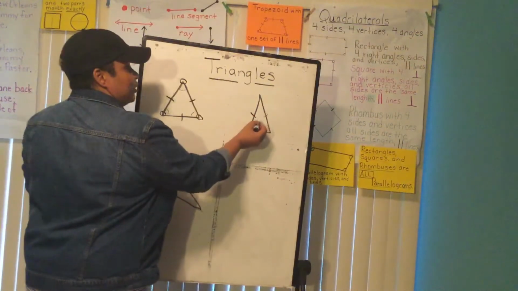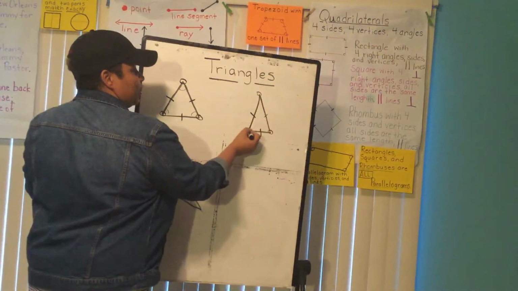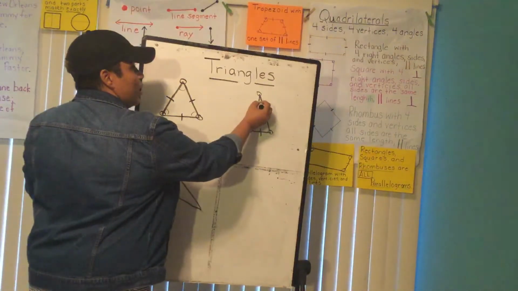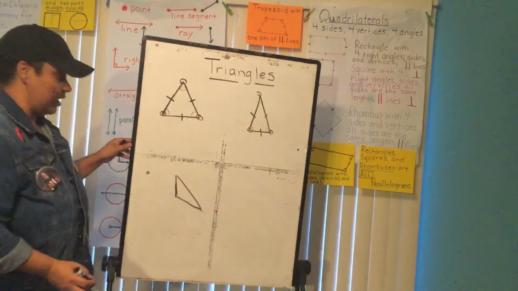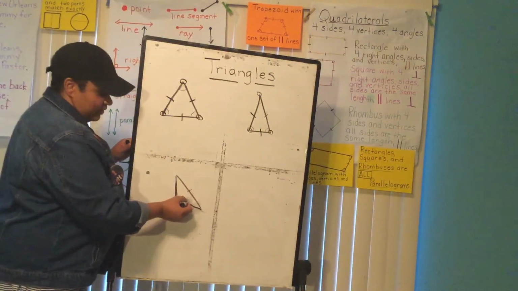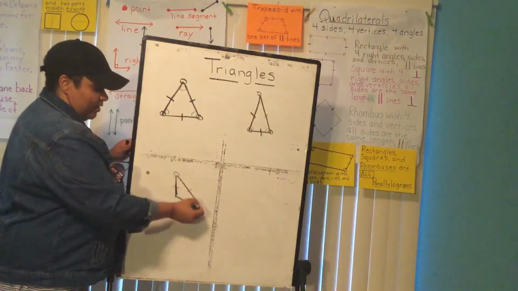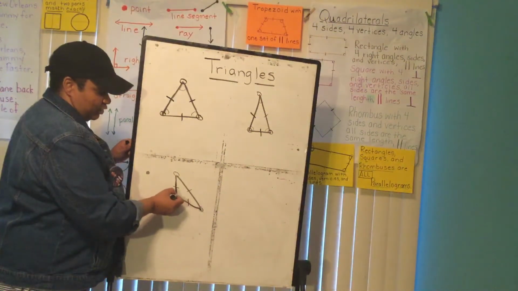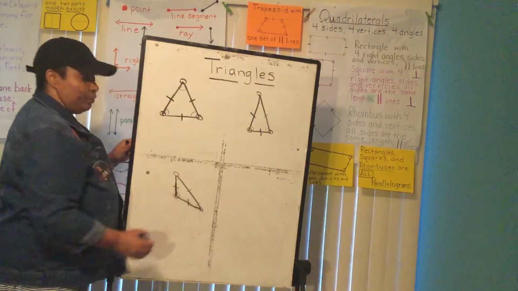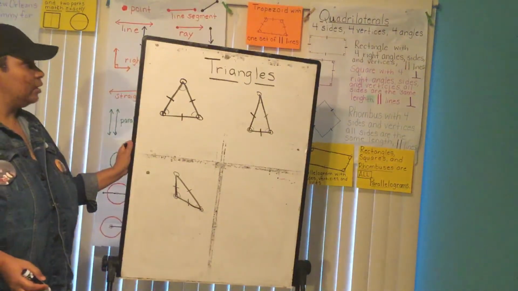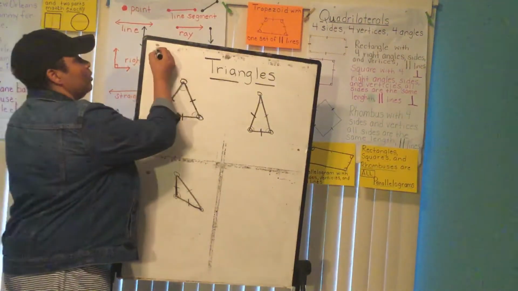Side 1, side 2, side 3. Vertex 1, vertex 2, vertex 3. Angle 1, angle 2, angle 3. Good deal. So that's how we describe a triangle.